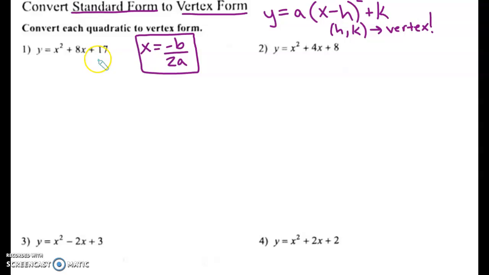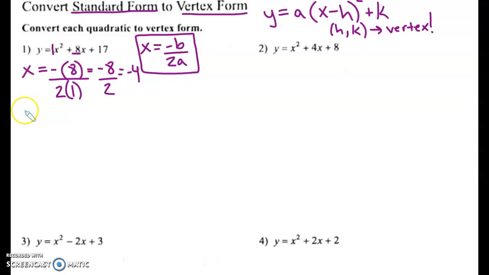So I need to find the vertex to put it in vertex form. I need to find the x value first, so I'm going to use the formula negative b over 2a. Negative, my b value is a positive 8, divided by 2 times a. My a in this case is a positive 1. So negative 8 divided by 2 times 1, which is 2. So it looks like my x value is negative 4.